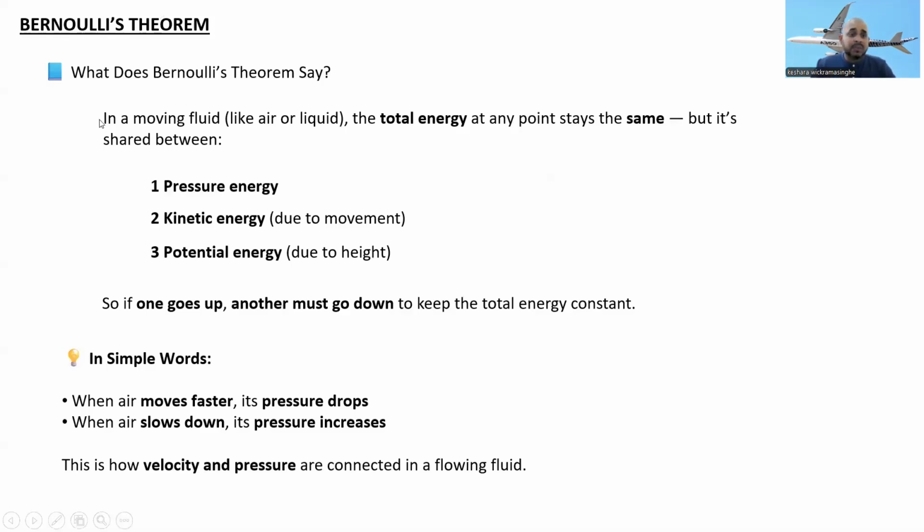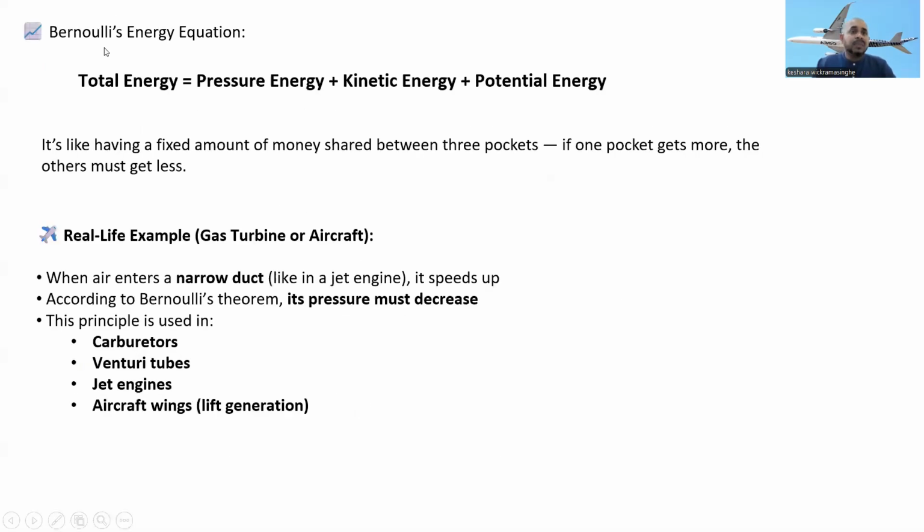So in simple words, when air moves faster, the pressure drops. When air goes faster, the kinetic energy increases and its pressure goes down. When air slows down, the pressure increases. So this is how velocity and pressure are connected in a flowing fluid. Now the Bernoulli's energy equation is: total energy equals pressure energy plus kinetic energy plus potential energy.